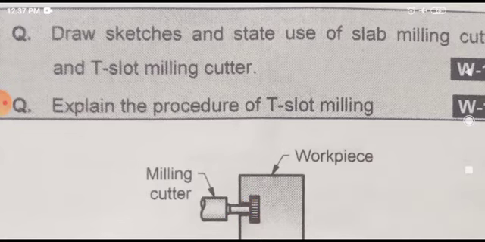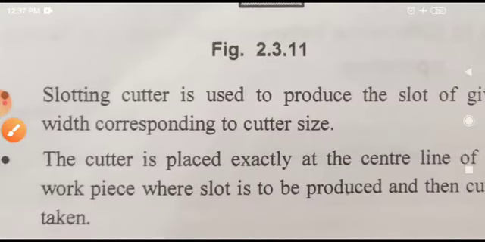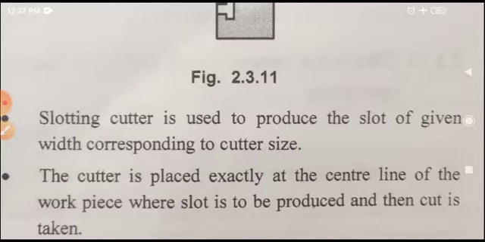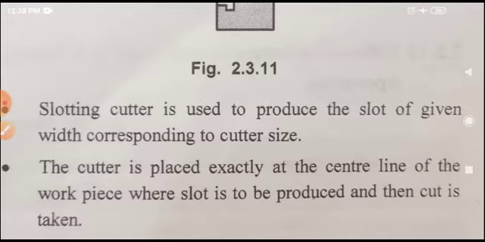then you can do this T slot milling. Okay, next one, let's see: a slotting cutter is used to produce a slot of given width corresponding to the cutter side. The cutter is placed exactly at the center line of the workpiece where a slot is to be produced, and then the cut is taken.